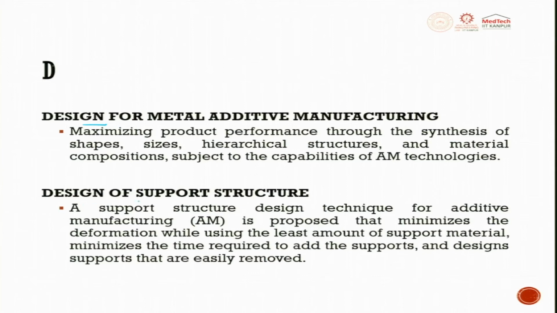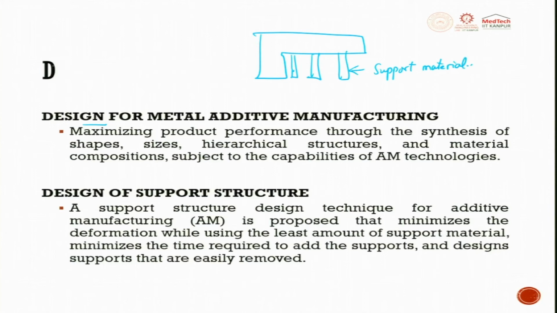The next is design for support structures. As I told you, whenever you have a free hanging structure, this free hanging structure has to be supported. Earlier, the support materials were not an integral part of the product. They are not an integral part of the object, but they will be removed when the final processing or post-processing stage is done. This is an overhang.